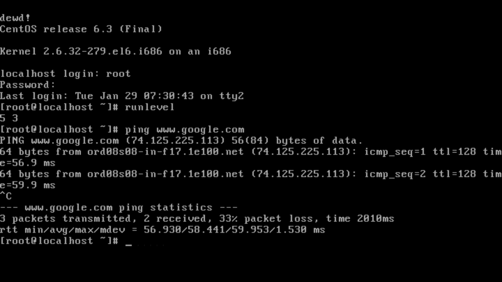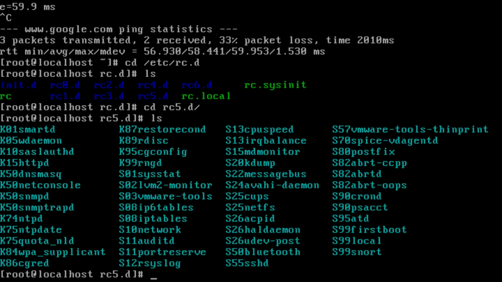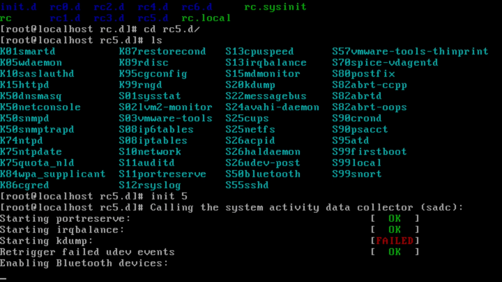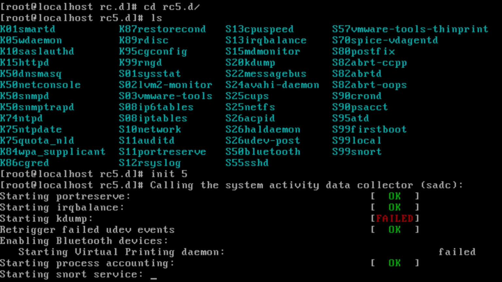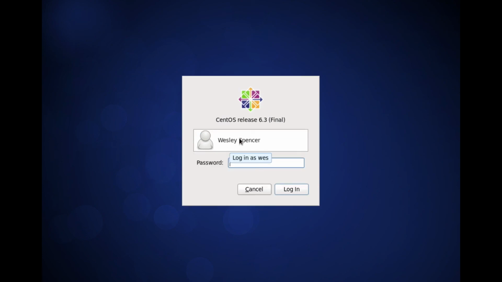If I do that, remember what it's going to do. If I go and look in etc rc.d, what it's going to do is it's going to run everything that is in rc5.d, you see right there. Okay, it's going to go in, it's going to look at rc5.d, and it's going to kill all the stuff with K, and it's going to start everything with S. So init 5, it's killing everything with the K's, and then it opens everything with S's, and there we go, we're logged in. Or at least we got graphics. Let me log in real quick.